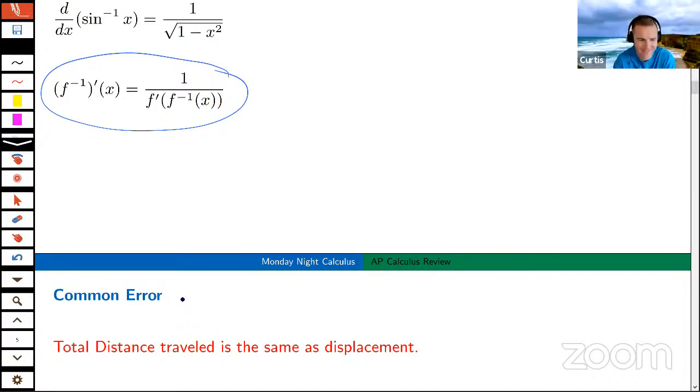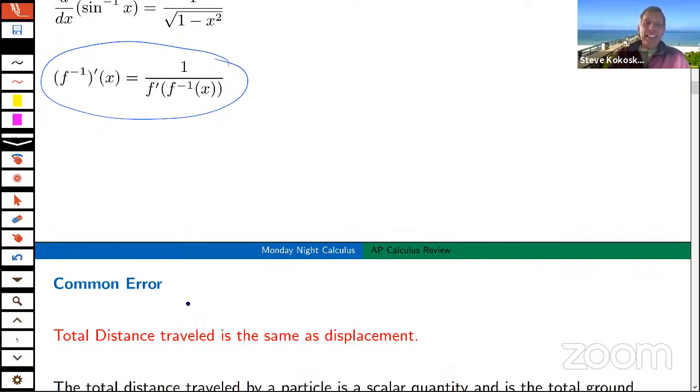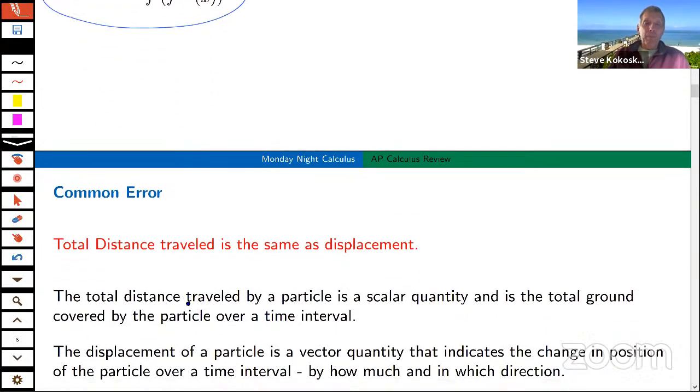Yes. Total distance traveled is the same as displacement. What's wrong with that? Only if we're always going away. Only if we're always leaving or coming close. Well, that's good. How about only if you're only going in the same direction? There you go. Same direction. Sure. Very good, Curtis. Excellent. Yeah. Total distance is not the same as displacement.